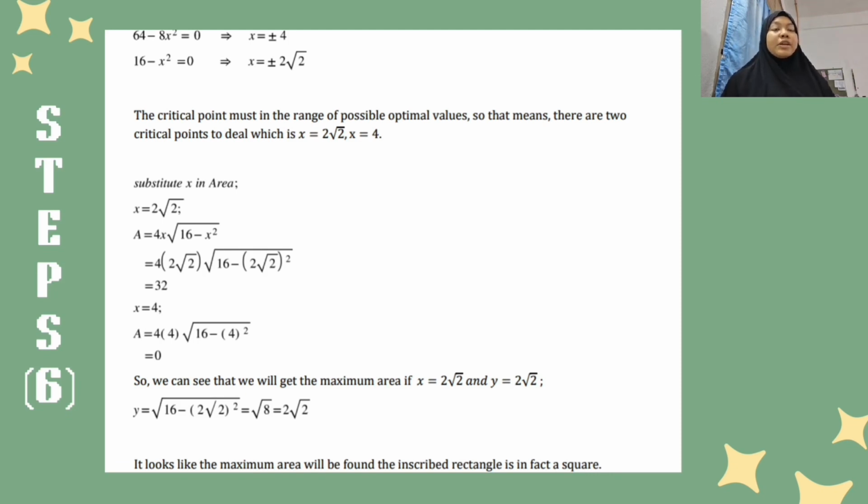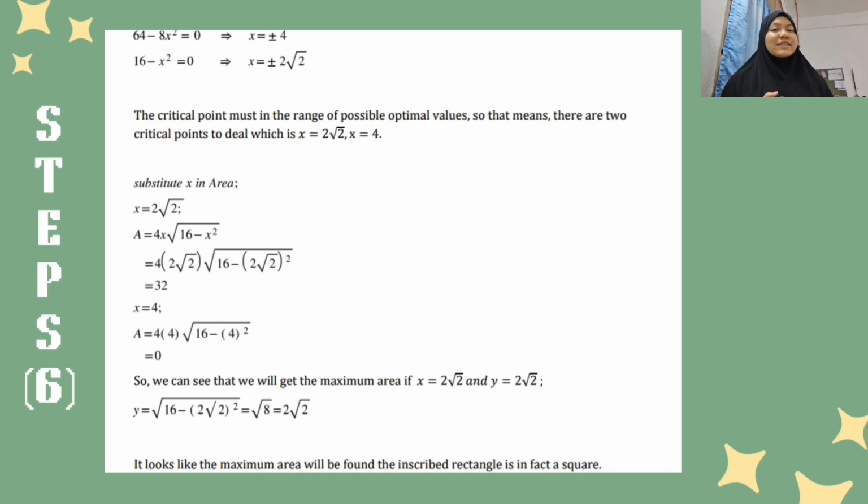The critical point must be in the range of possible optimal values, so that means there are two critical points to deal with, which are x equal to 2√2 and x equal to 4. Then we substitute both possible x values into the area formula. What we can see here is that when x is 2√2, we obtain 32 as the result, which is the same as what we tried earlier using the given x and y values in the question. But when using 4 as the x value, we obtain the area as 0.